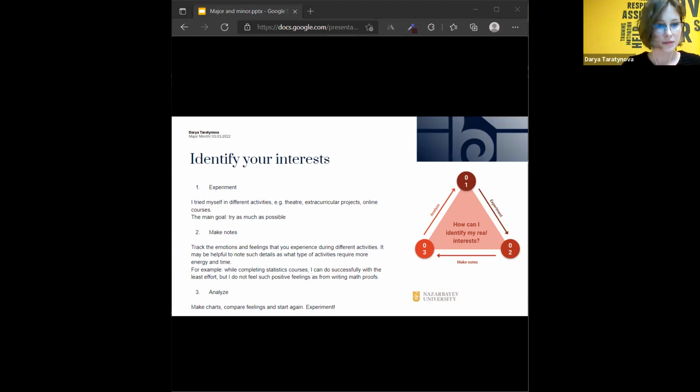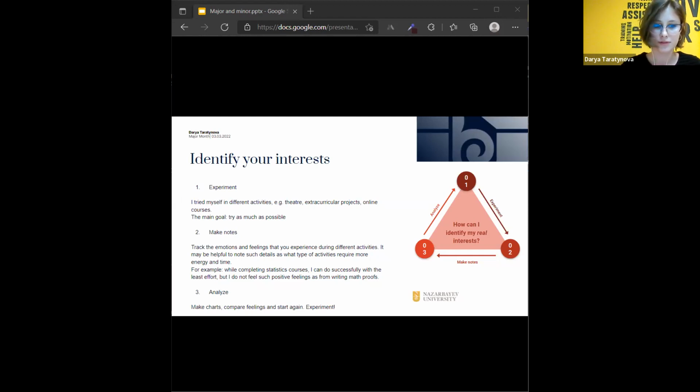I tried to experiment in different fields. For example, I participated in theater. I did some extracurricular projects, starting from physics and ending in linguistics. Also, I took some online courses. So the main goal here is to try as many different activities in different areas as you can. Second advice is to make notes.